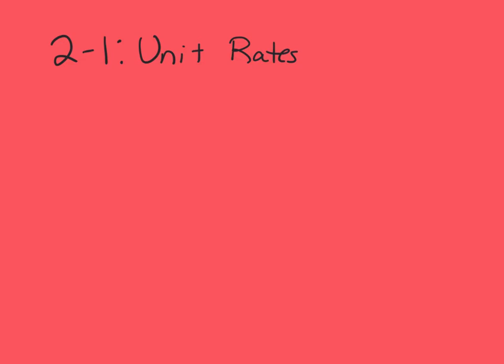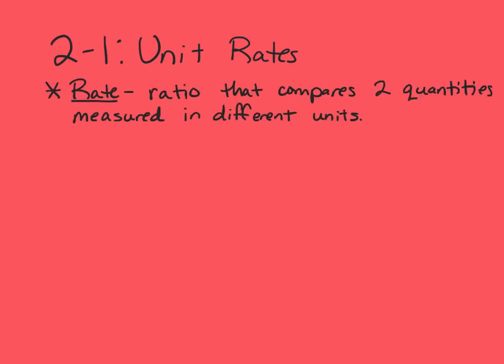Lesson 2.1 is unit rates. We're going to start talking about unit rates, ratios, proportions, and proportional relationships in this set of lessons. A rate is just a ratio that compares two quantities measured in different units of measure. So 300 miles for 6 hours is a rate. These are two different quantities, that's numbers, that have different measurements, miles and hours.